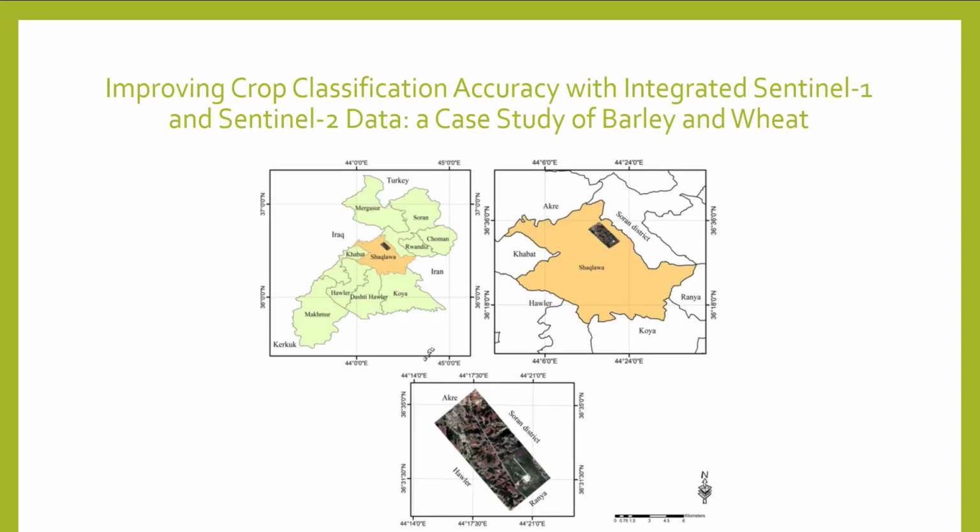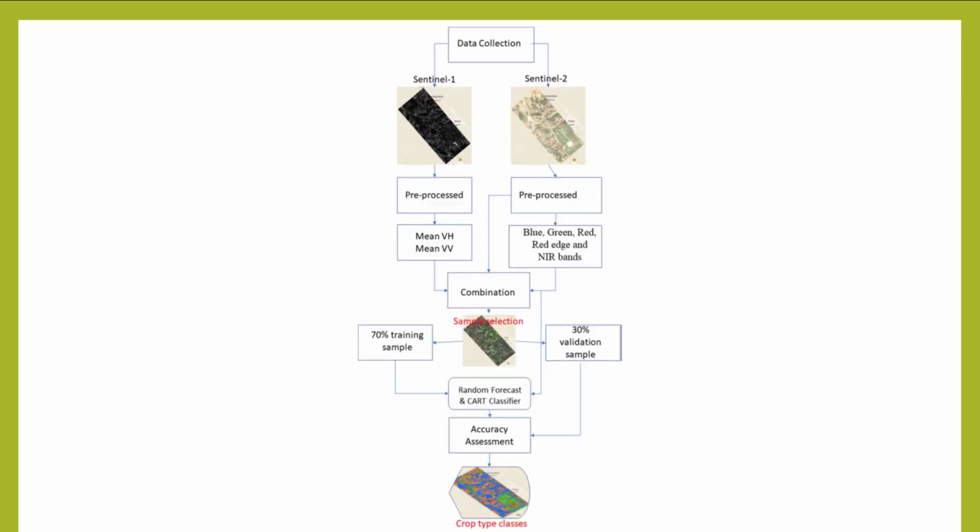And now we are diving into some exciting GEE, Google Earth Engine code used in our recent paper titled Improving Crop Classification Accuracy with the Integrated Sentinel-1 and Sentinel-2 Data, a case study of barley and wheat. Published by me, Azad Rasool, Dr. Gailan Ibrahim, and Dr. Heidi Abdullah. If you utilize this code for your research, please consider citing our paper titled Improving Crop Classification Accuracy.